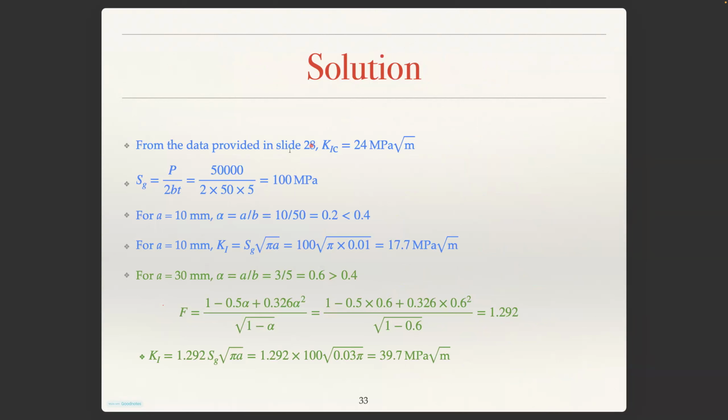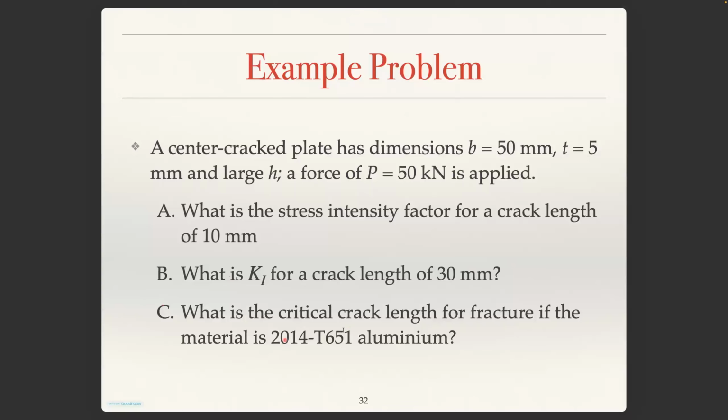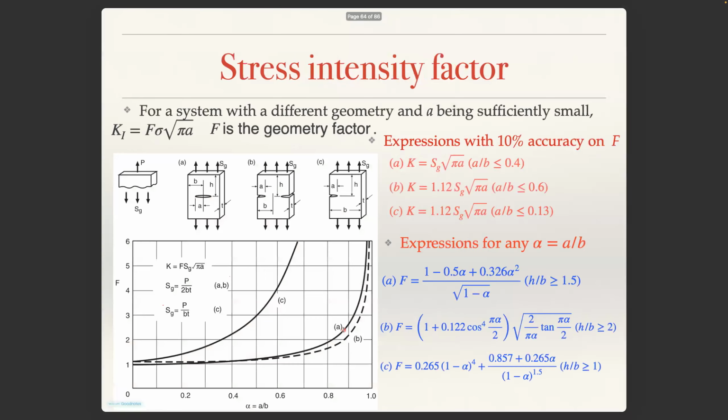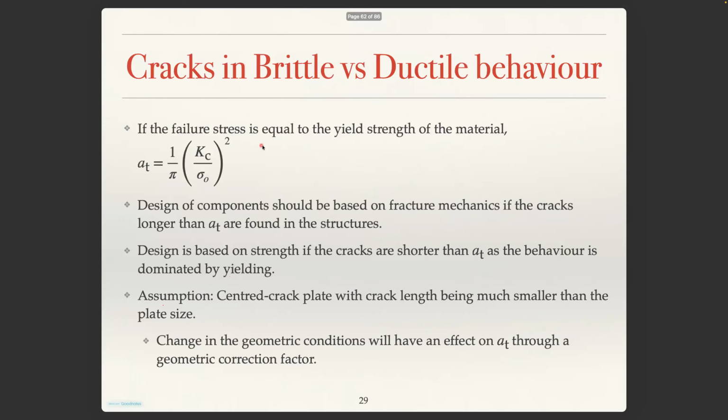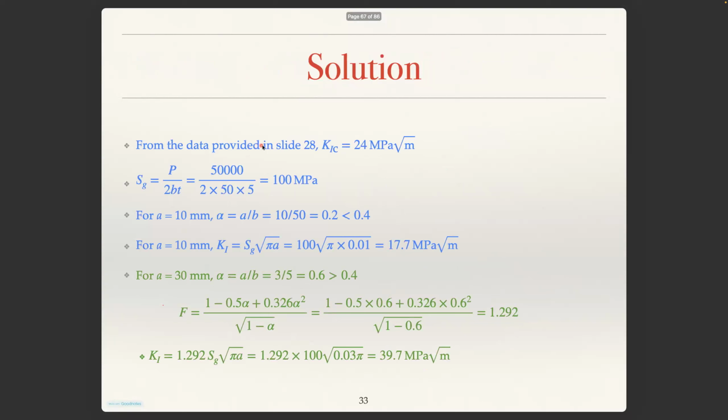So, from the data provided in the slide, this is the material, right? 2014 T651 aluminum. 2014 T651 aluminum has a fracture toughness K1C of 24 MPa root meter. And we calculate sigma is equal to P by 2BT, that is 100 MPa.